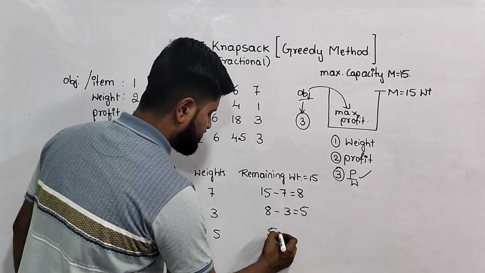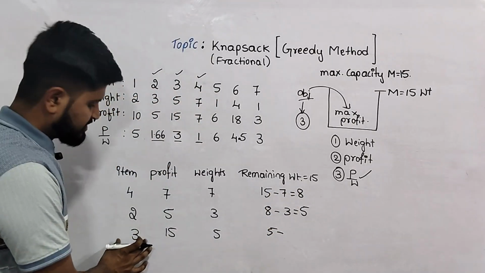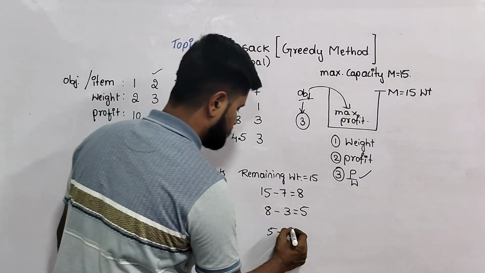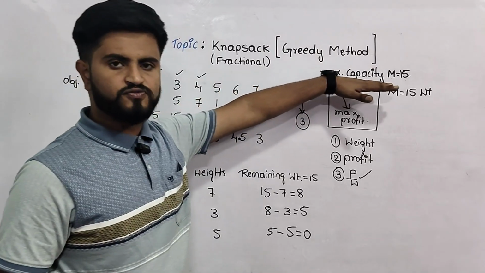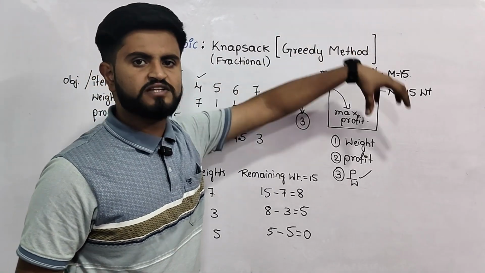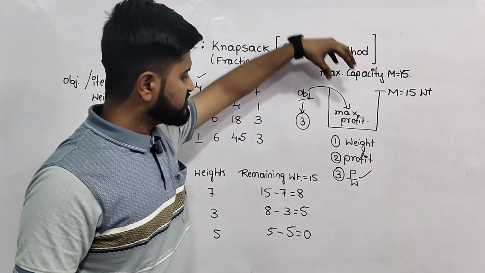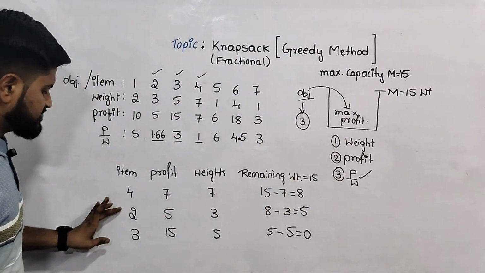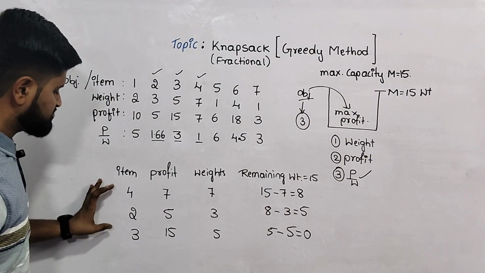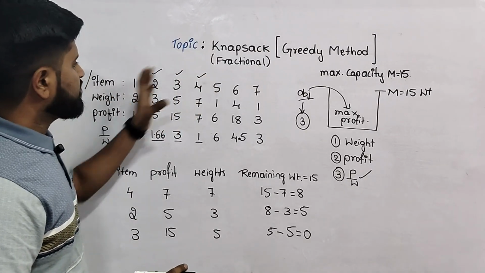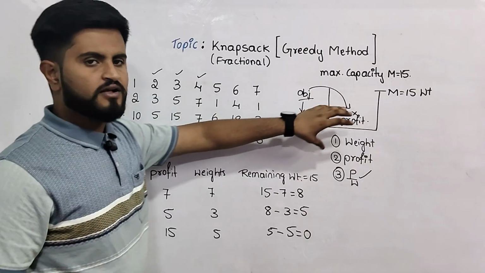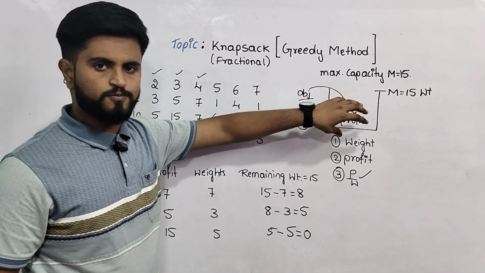5 weights was remaining, minus the third item, which has a weight of 5. So 5 minus 5 will be 0. Now the container is filled. No other object can be inserted into that one. So this is the last one. Only the fourth, second and third items have been inserted into that container, and all the others are left. We cannot insert them because there is no space left here. All the capacity has been filled.